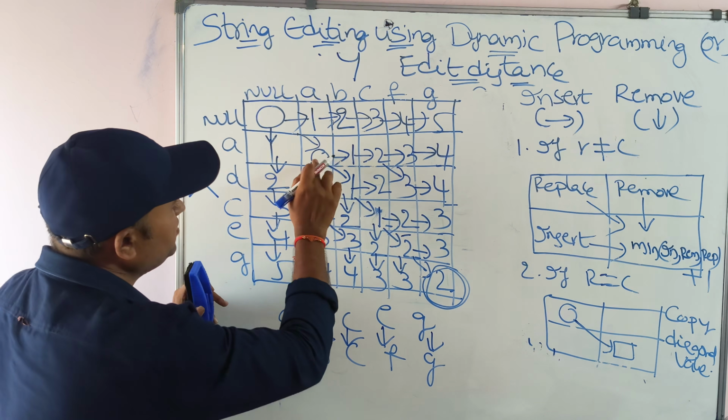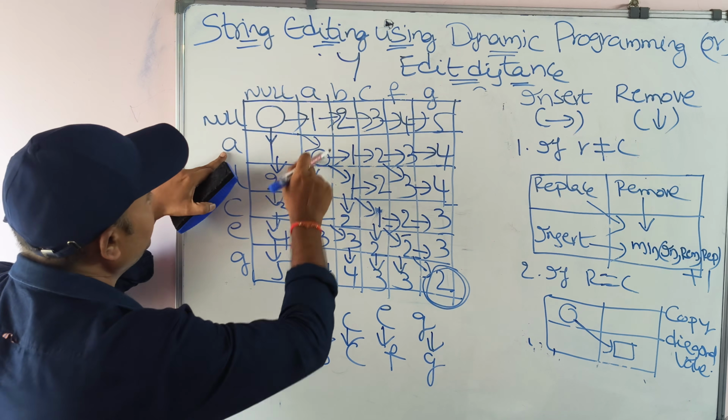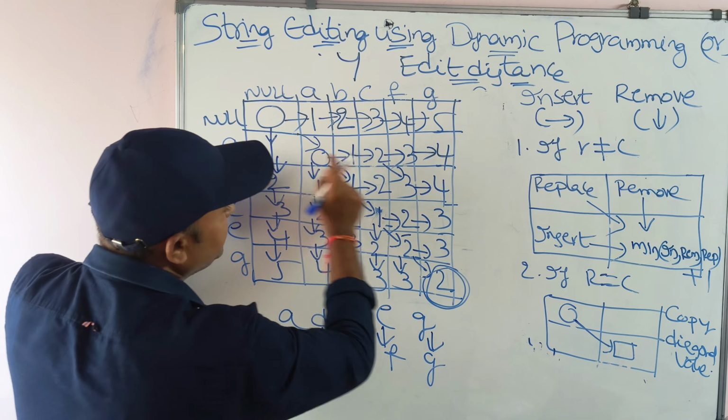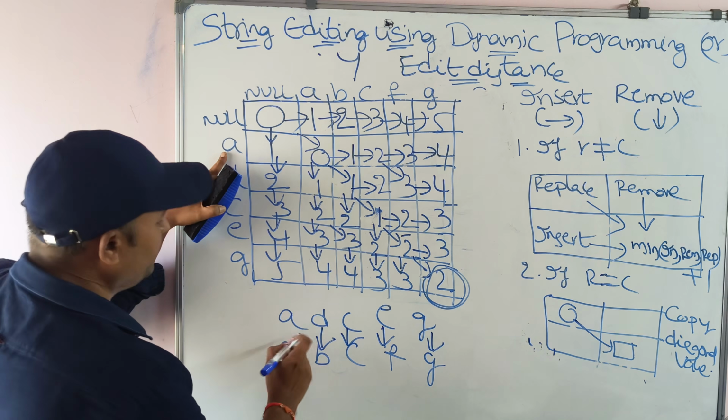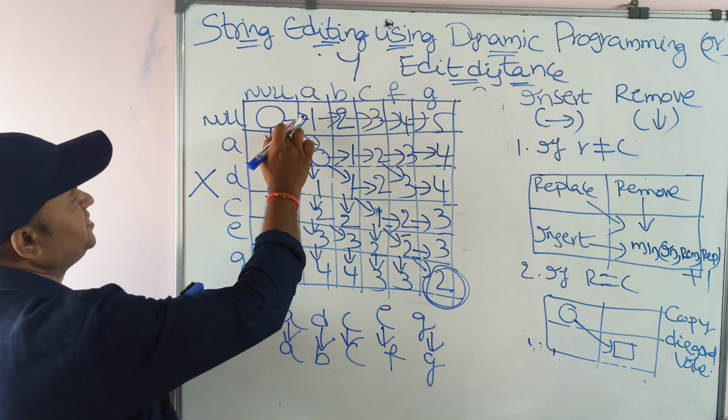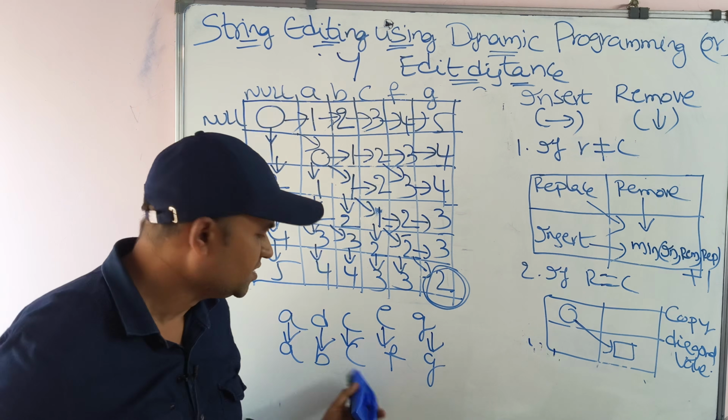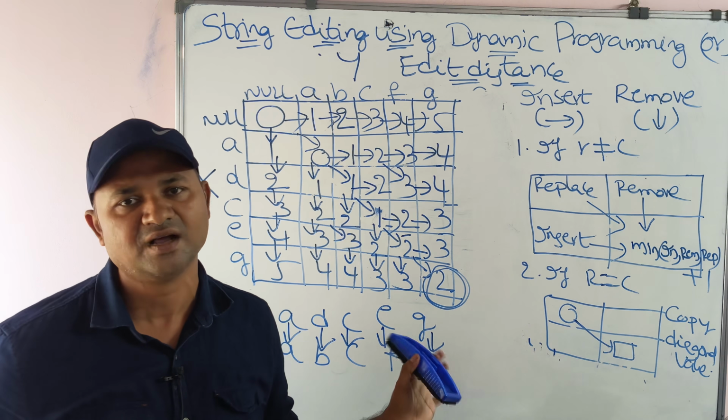Next, 1 coming from the 0. Here the characters are AA, diagonal. AA, same character diagonal means copy operation. So copy this A. Next is 0, so we can stop the process. So likewise we can easily find out the operations.